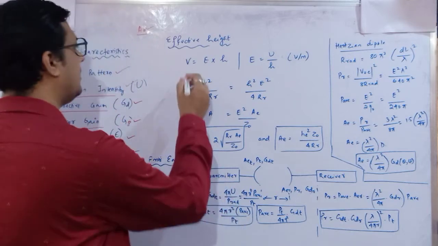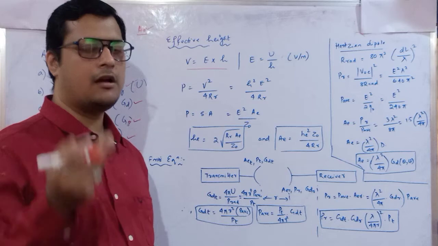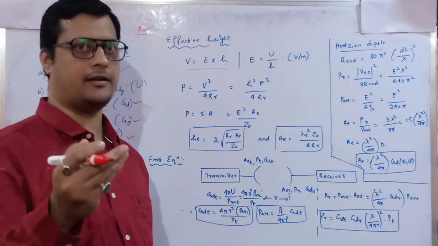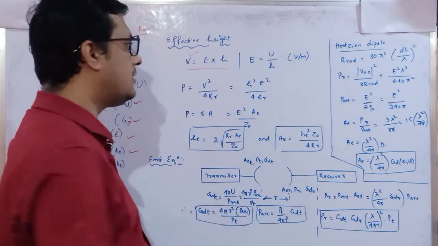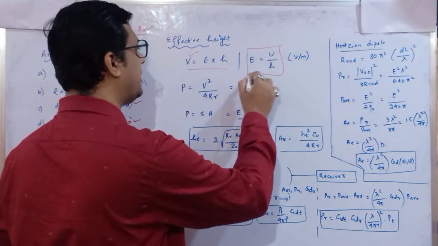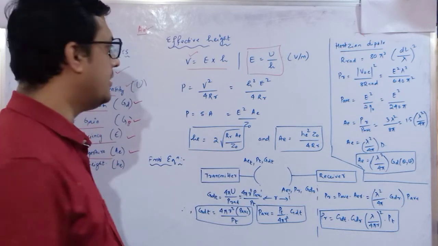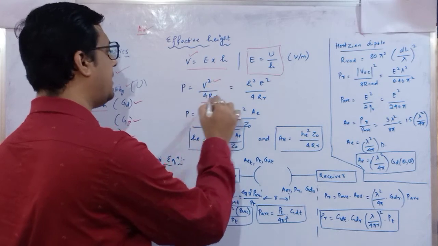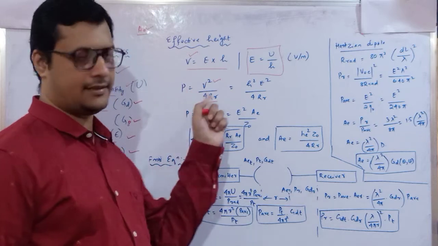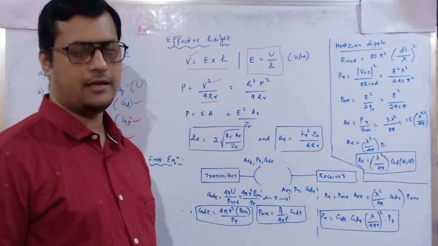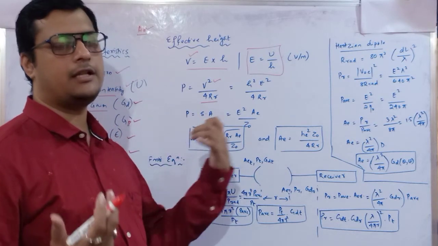So what I have done, I have written V is equal to E cross H, where E unit is volt per meter, and height is also in meter. If I multiply these two, I will get the potential drop. Okay, so the same thing I can write, E is equal to potential divided by that height. Now we have the power relation. So power is equal to V square divided by 4R, which we identified in the previous discussion, and divided by S. Okay, S is the power density. If I am not dividing by S, I am not identifying the effective area, I am identifying only the power.